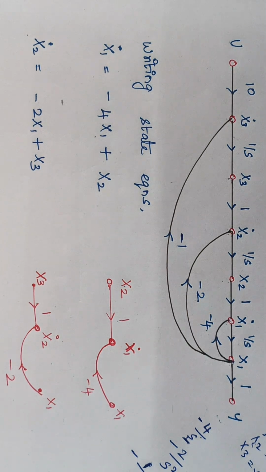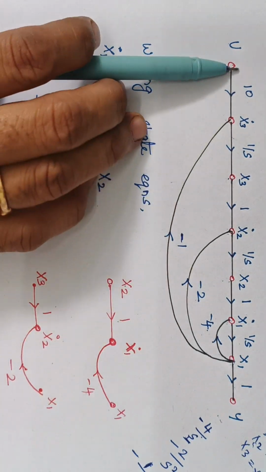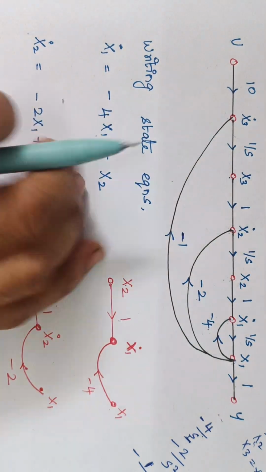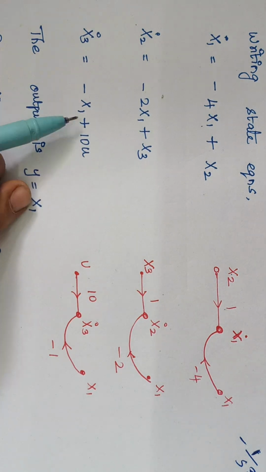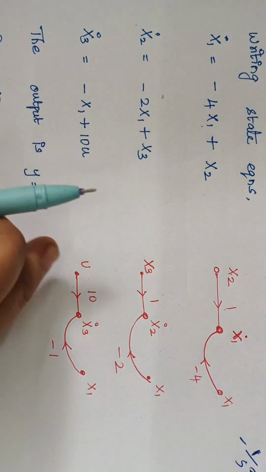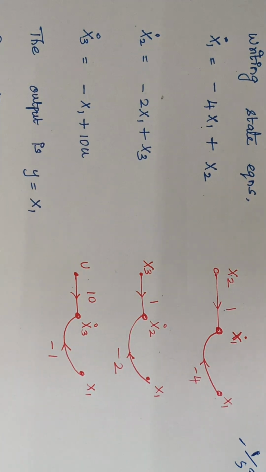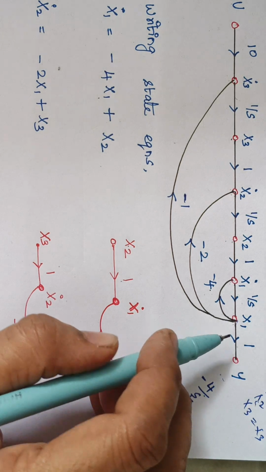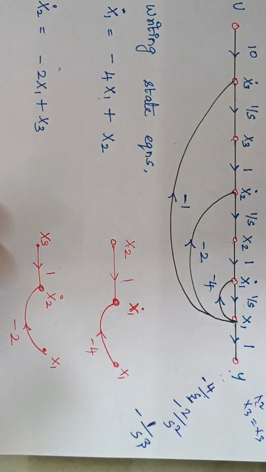Similarly, we have to proceed with x3 dot. So when you consider x3 dot here, again here is a signal which is coming and here is another signal which is coming towards x3 dot. So when you write the expression, here it is minus x1 plus 10u. Right. So after writing all the things, we have to look at the output also. And here when you see the signal flow graph, the output y is nothing but 1 into x1, which is x1, right?